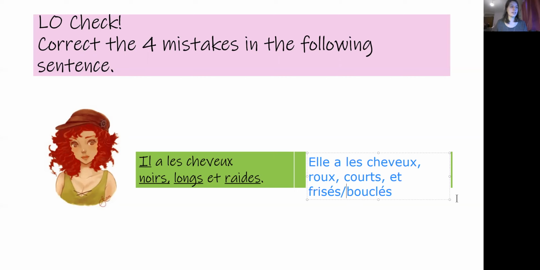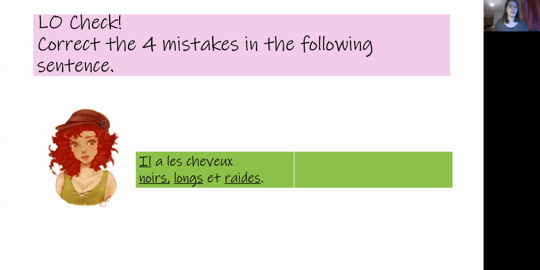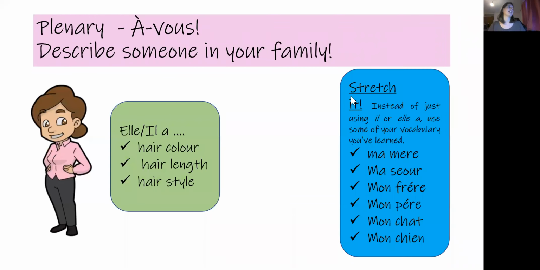So the last thing for us to do is the plenary. So À vous, your turn. À vous. Describe someone in your family. This is on your worksheet as well, and I've given you a little structure to help you on your worksheet. So you're going to describe someone in your family. It could be your mum, your dad, your sister, your brother, anyone you like. It could even be a pet, okay, because they've got hair. So you could even describe a pet if you wanted. But I would like to see the hair color, the hair length, and the hairstyle, okay?